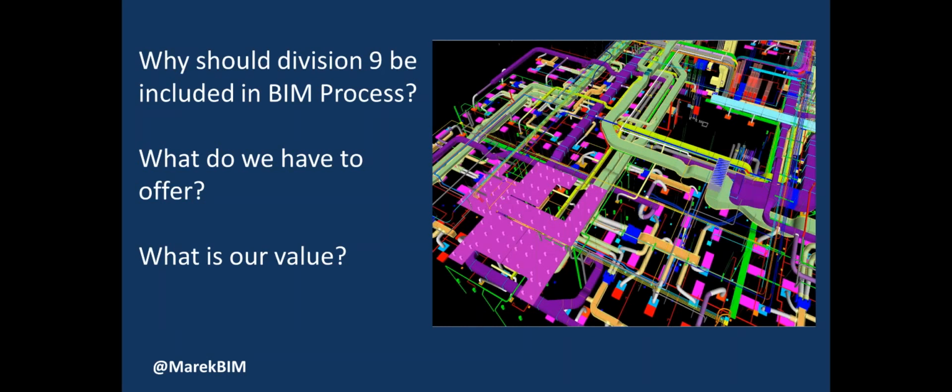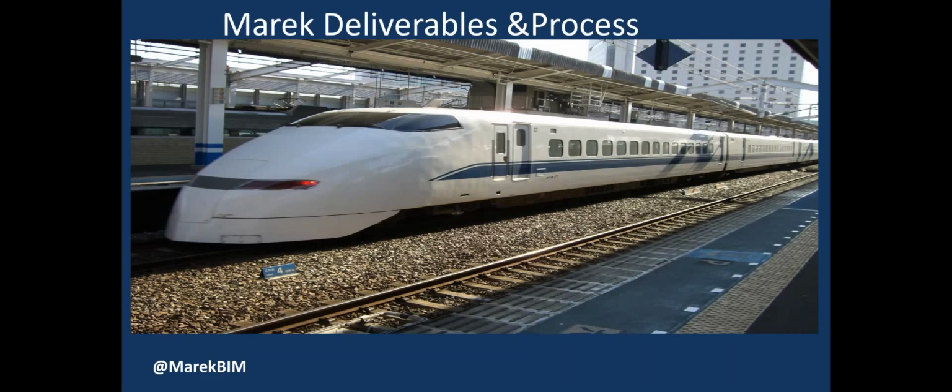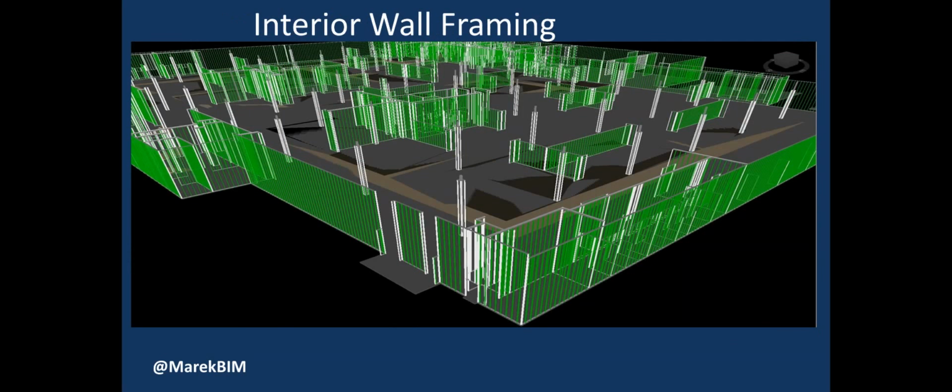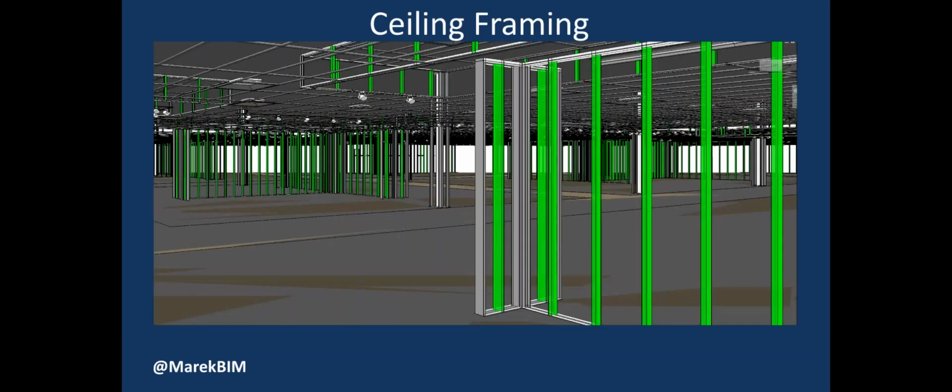So why should Division 9 be involved in a BIM process? What do we have to offer? And what is our value? To understand that, you need to understand what our deliverables are and our process. Obviously, being a drywall company, we need to include interior wall framing. We can frame all the walls and ceilings with all the studs, ceiling framing included.